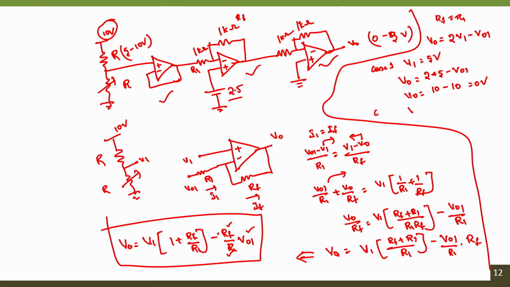Then another one, case 2. When V1 is equal to 10 volts, we should get 5 as the output. So, V0 will be 2 into 10 minus 10, which means 20 minus 10, we get output as 10 volts. So, what is happening here? Here 5 to 10 volts is being converted to 0 to 10 volts, but what we require is 5 to 10 volts converted to 0 to 5 volts, but it is having an amplification of twice that of what we have seen in the previous case, right.